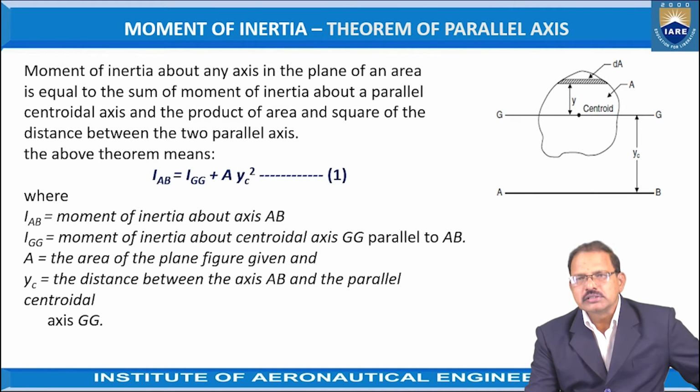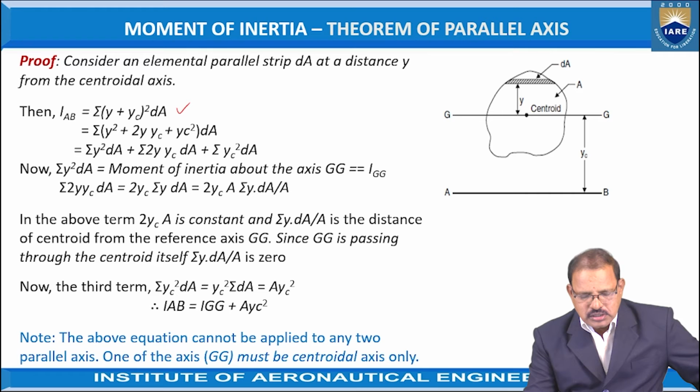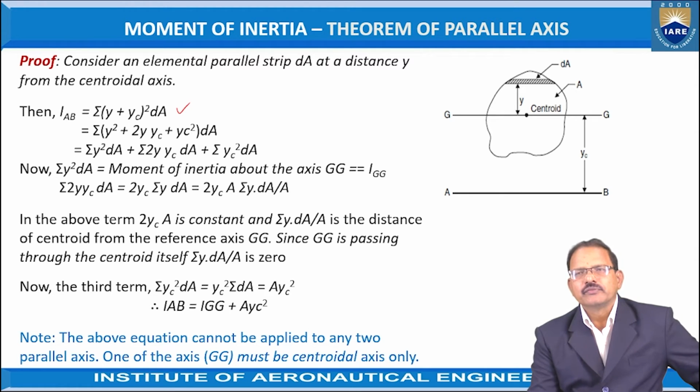That means the moment of inertia about any axis of the plane area is equal to the sum of the moment of inertia about a parallel central axis and the product of area and square of the distance between the two parallel axes. Hence, it is proved. But the above equation cannot be applied to any two parallel axes. One axis must be passing through the central axis only.